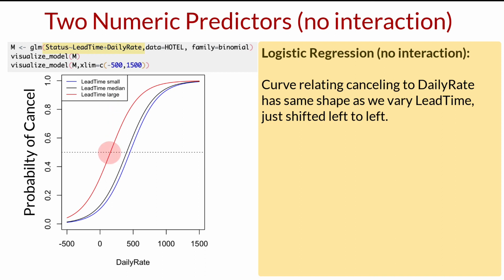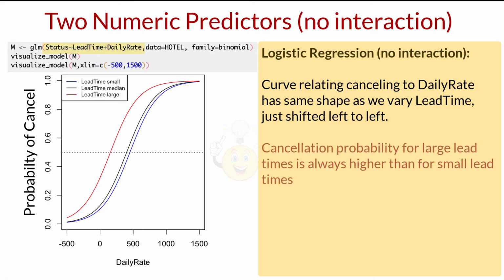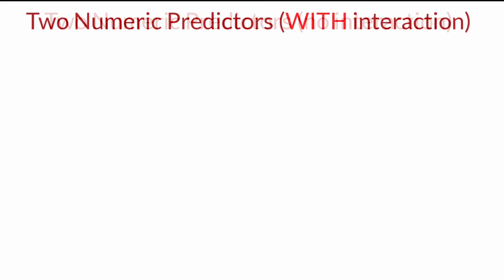The curve for large lead times is shifted to the left, the curve for small lead times is shifted to the right. The net effect is that regardless of the daily rate, the cancellation probability for large lead times is always higher than it is for short lead times, but the strength of the relationship is the same. With an interaction, that story can change.